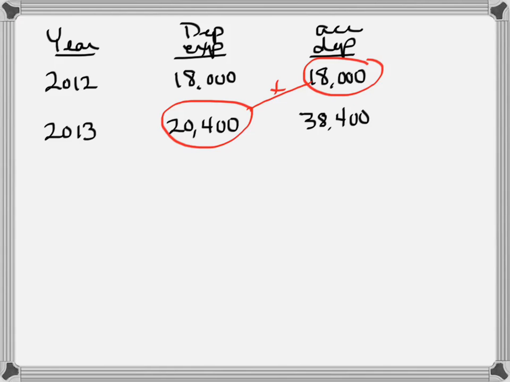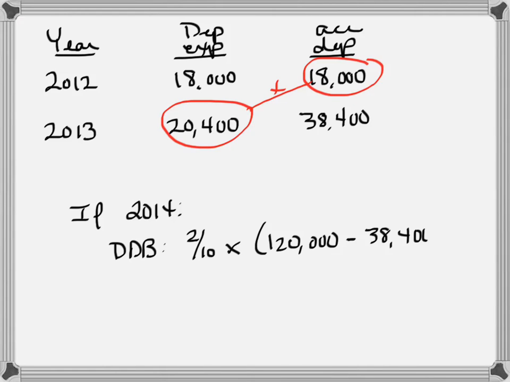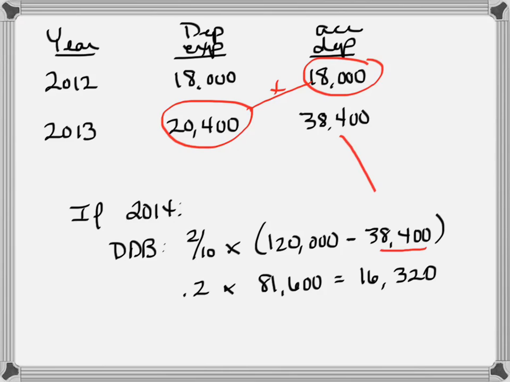Now, what happens in 2014? Well, it didn't ask us to do 2014, but let's look at that so that you can see the flow of the information here. Double declining would be 2 over 10, but in this case, it's going to be times 120 minus 38,400. Remember, we simply bring down that accumulated depreciation, and that's what we'll use. So make sure you update that number every single time. So that gave us 0.2 times 81,600, which gives us 16,320 in 2014.